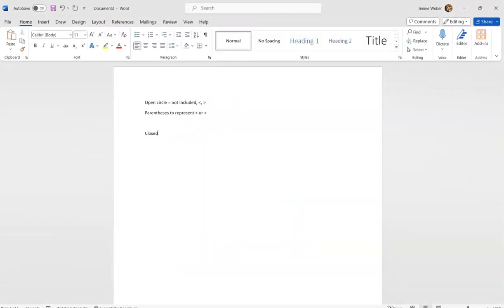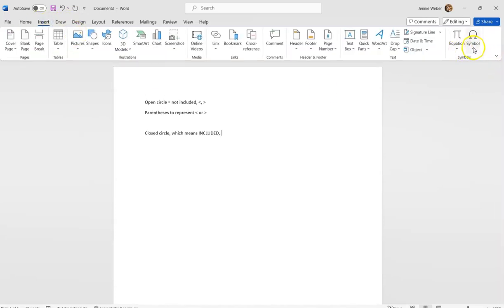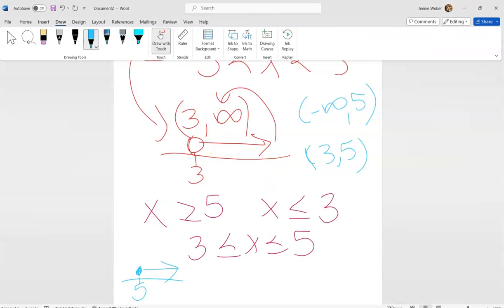So a closed circle means included, nice and inclusive. This is our greater than or less than with the or equals under it. This will use a bracket to represent these two.